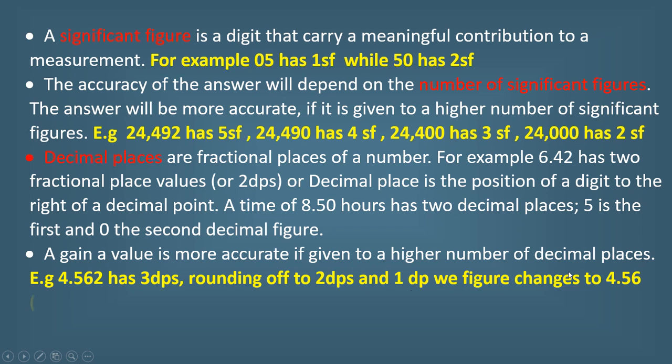We can get 4.56, that is 2 decimal places, or 4.6, which is 1 decimal place. Now when you look at these two rounded values and at the value which had 3 decimal places, there is a number which has been left out, making the rounded values less accurate. So the higher the number of decimal places, the more accurate the value is.